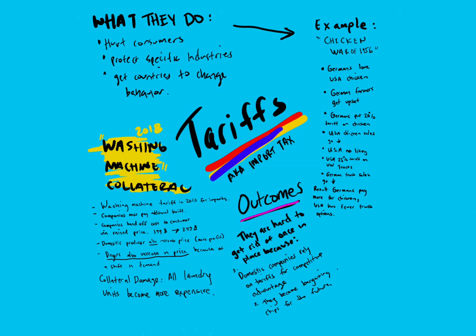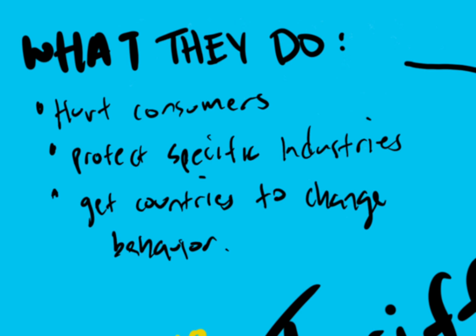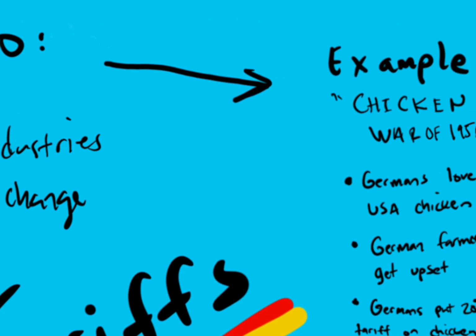So what do tariffs do? Well, tariffs hurt consumers, first of all. They protect industries, second of all. And third of all, they get countries to change behavior. And you think to yourself, well, how do they do that, Tim? And Tim says, well, let's follow the arrow to our example.